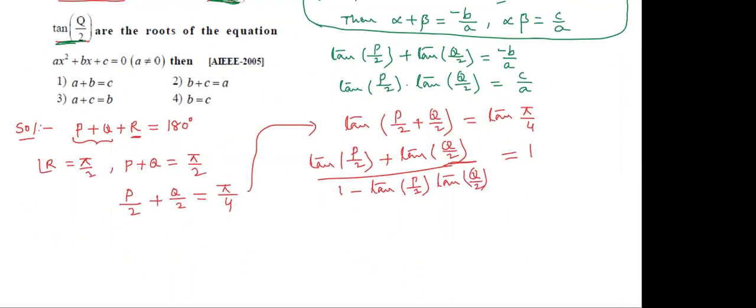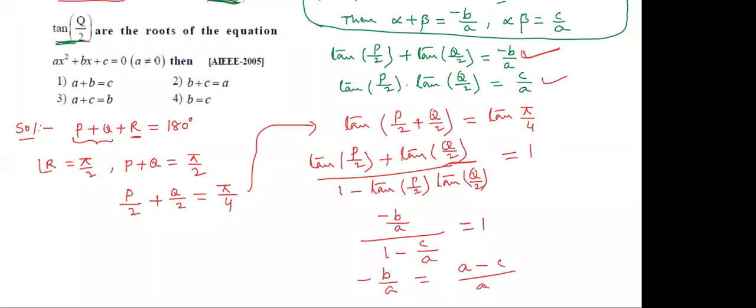Now use these two formulas. This is the sum of the roots. In the numerator substitute minus b by a. Product of the roots, substitute in the denominator: 1 minus c by a, that is equal to 1. Now take the cross multiplication, minus b by a, and take LCM also. A minus c by a. A is cancelled. Then what is the answer? Minus b is equal to a minus c.